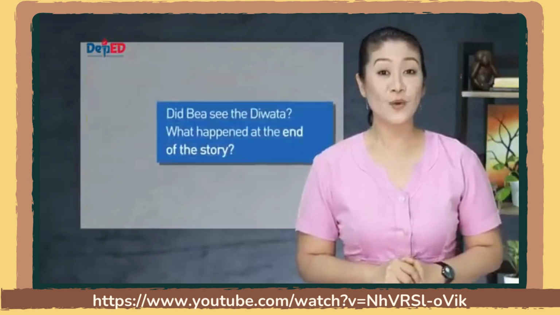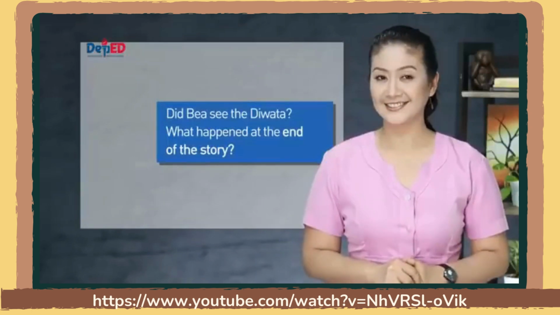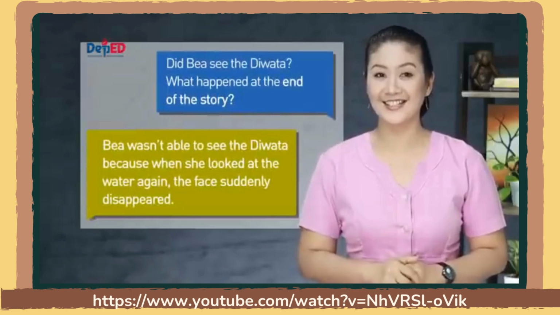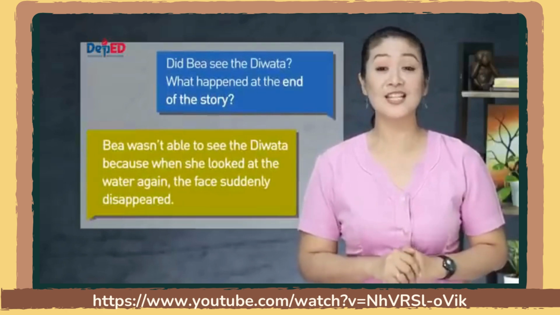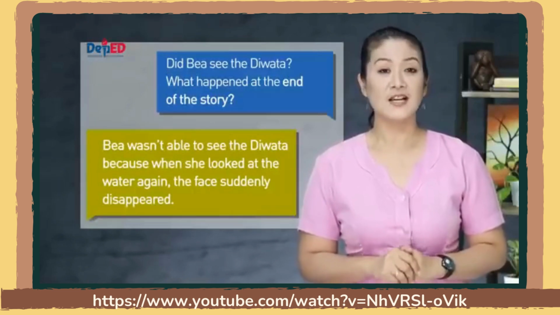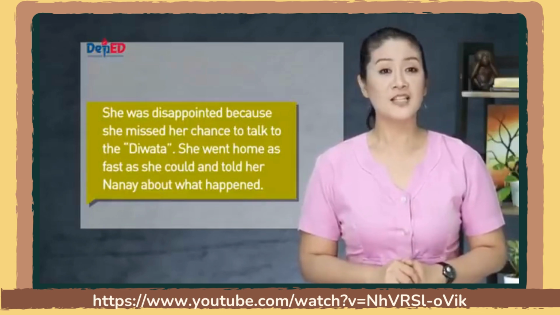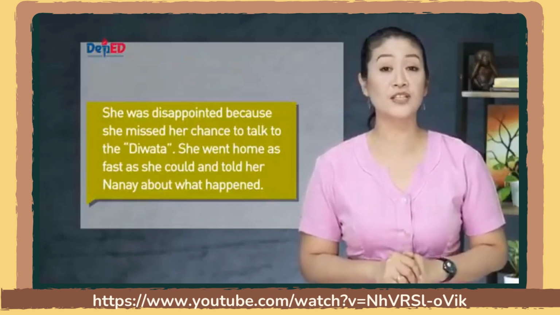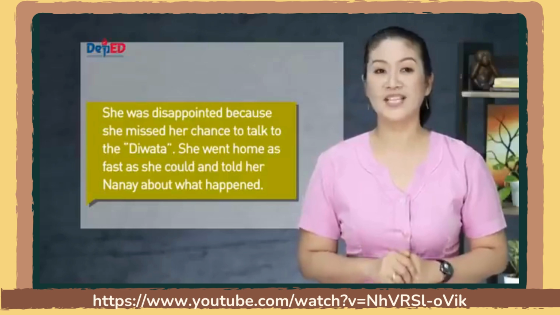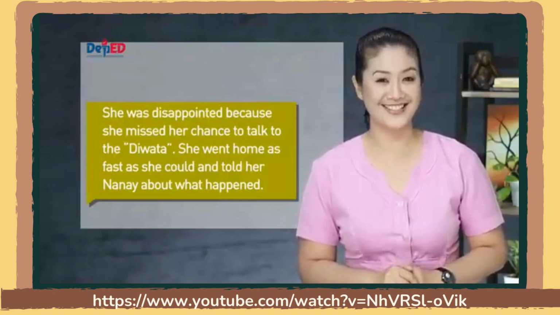Did Bea see the diwata? What happened at the end of the story? Excellent! Bea wasn't able to see the diwata because when she looked at the water again, the face suddenly disappeared. She was disappointed because she missed her chance to talk to the diwata. She went home as fast as she could and told her nanay about what happened.